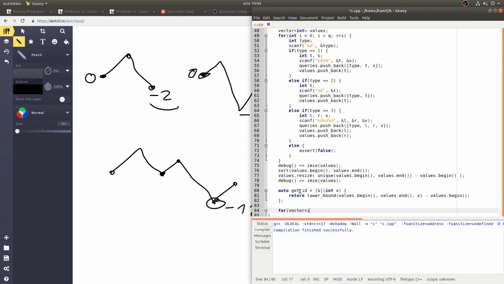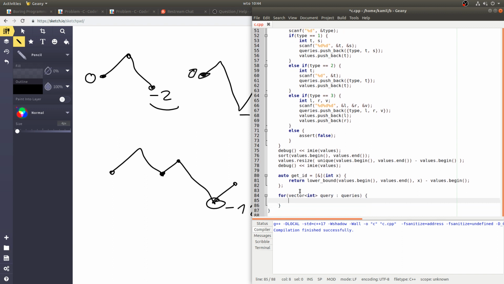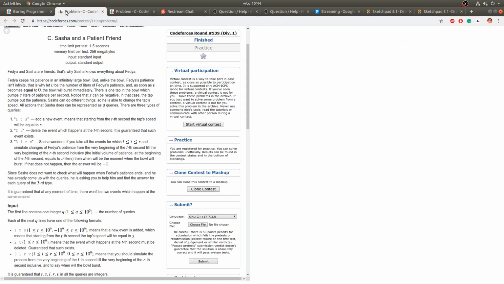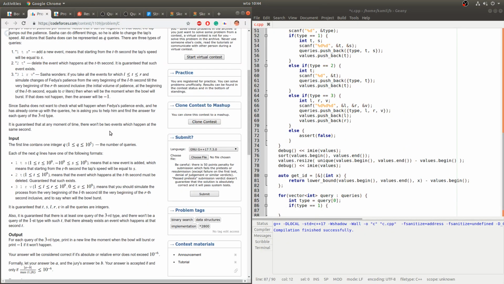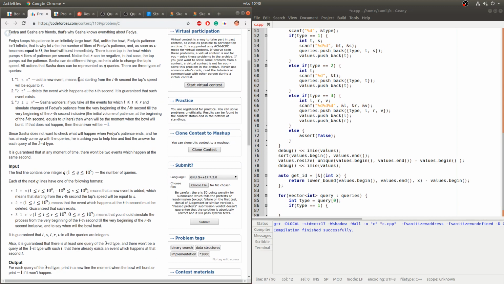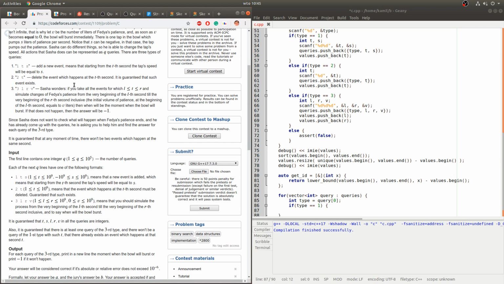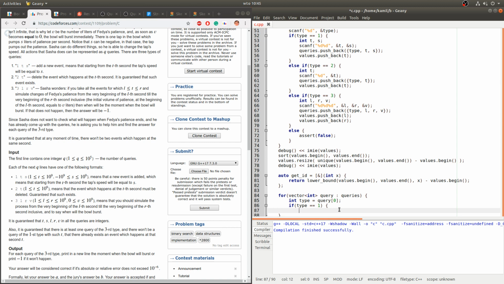Now, for every query in queries, type is query of 0, and no, if type is 1. Let's open the problem. Add a new event means that starting from the 10th second, the tap speed will be equal to s. So this turns some leaf on. Then here we have delete event, which is easier, and something else.